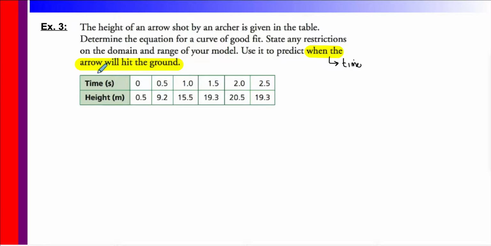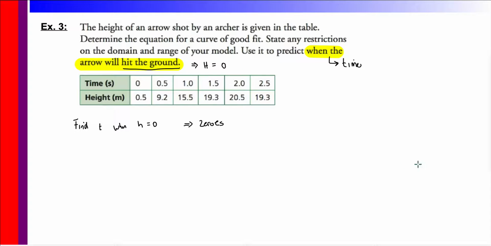But as for when the arrow will hit the ground, we know that this also implies something else. Hit the ground implies that the height is equal to 0. So if we're looking for the time when the height is equal to 0, this is what we've been through before. We know that this implies that we need to find the zeros.